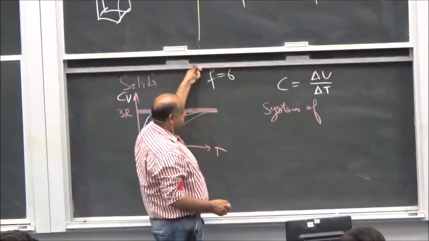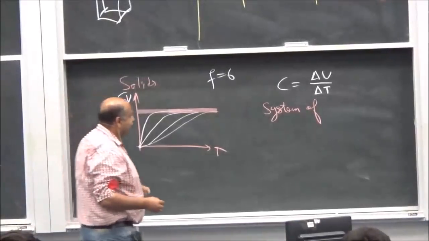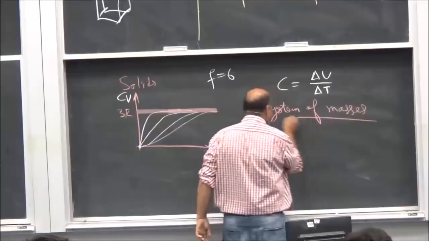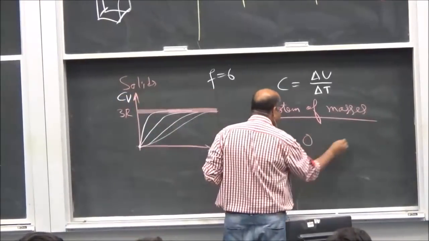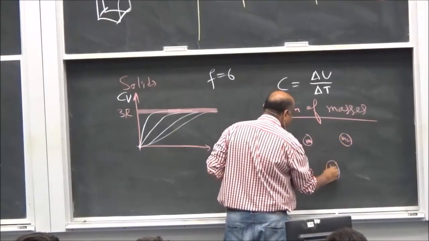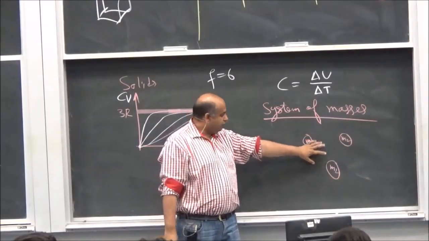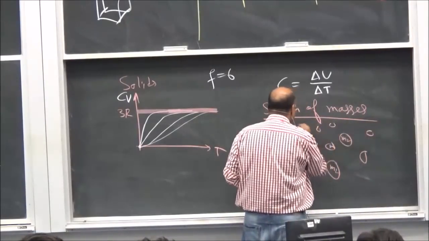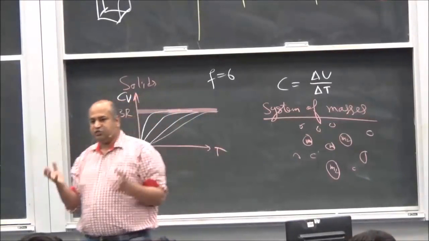Okay, so there is one system of particles, and that is a system of, let's say, masses, which we imagine to be interacting via gravitational attraction. You can imagine as many as you want. You can imagine them to be, let's say, a dust cloud.